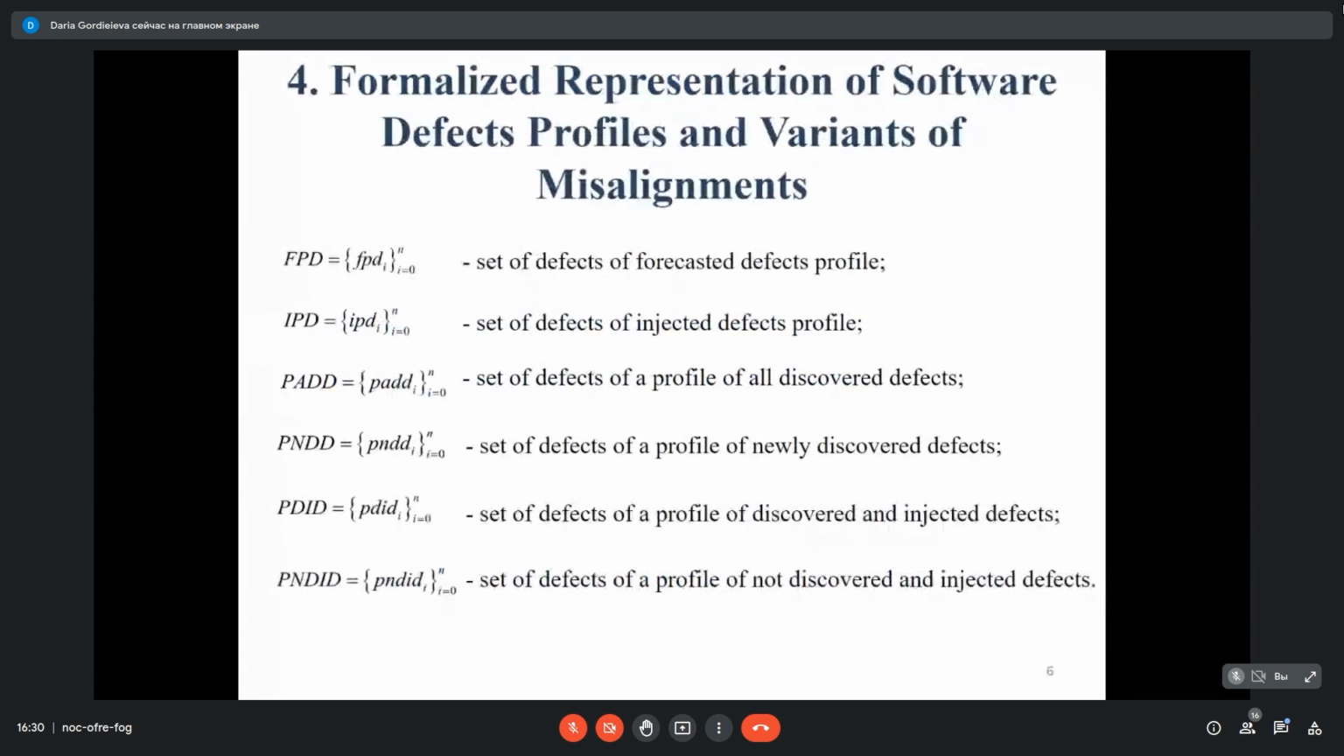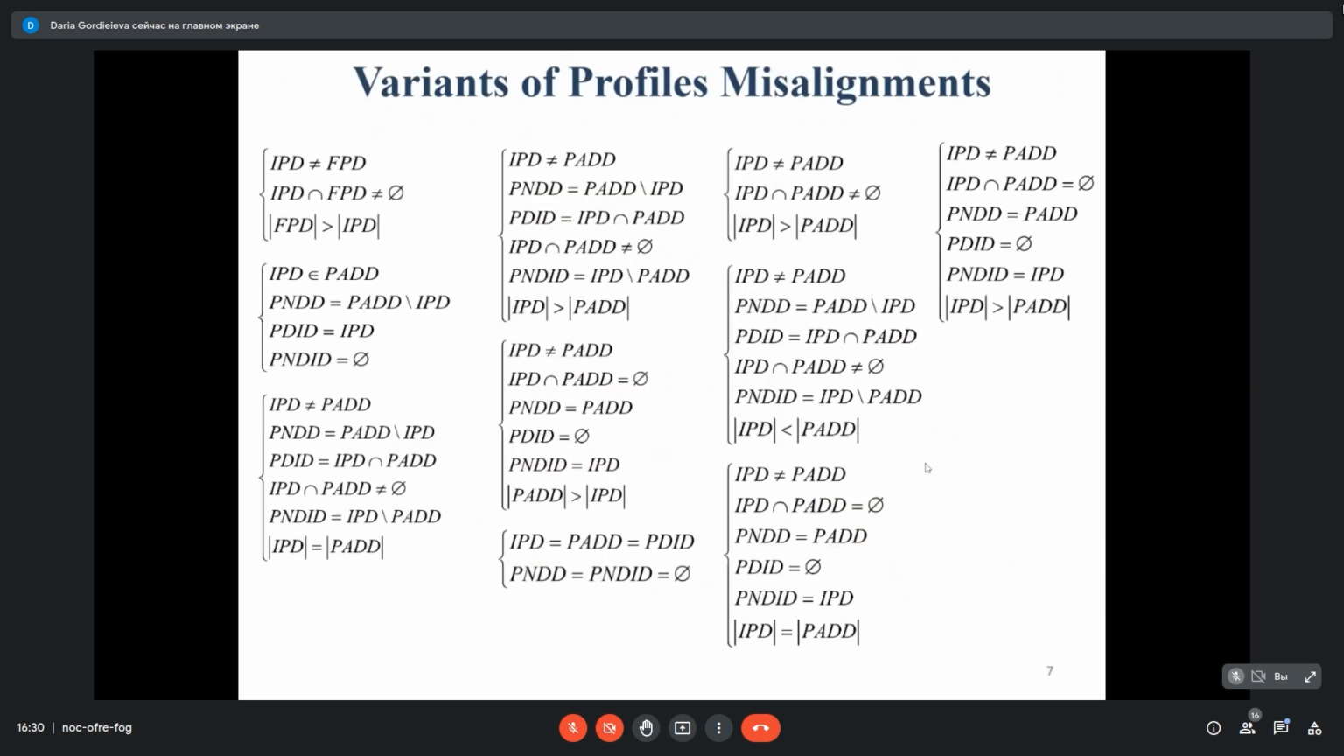On this slide, we show formalized representation of software defects profile and variants of misalignments. Next, we will present and describe such misalignments in more detail. Combination of EPD profile and PADD profile, EPD profile, IPD, this injected defects profile and profile of all discovered defects represent all misalignments of profile of defects.